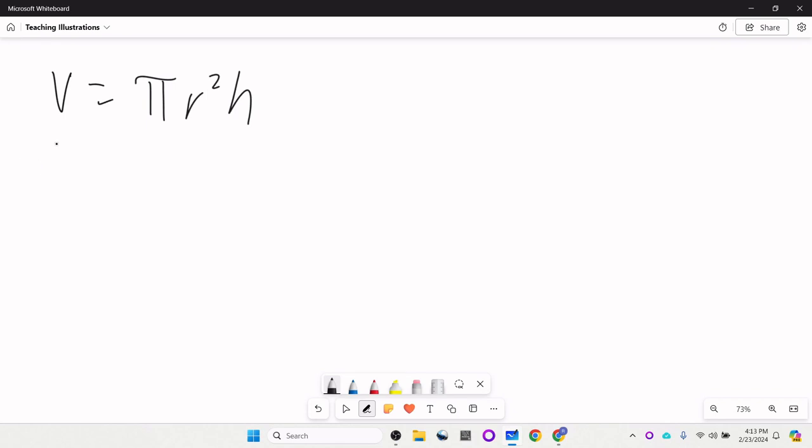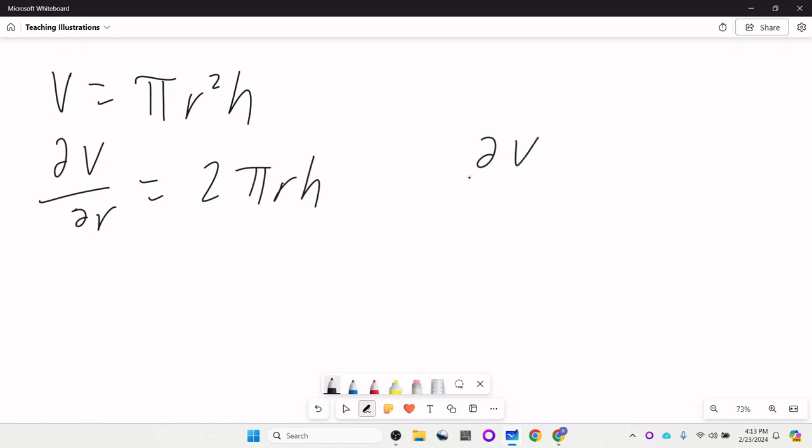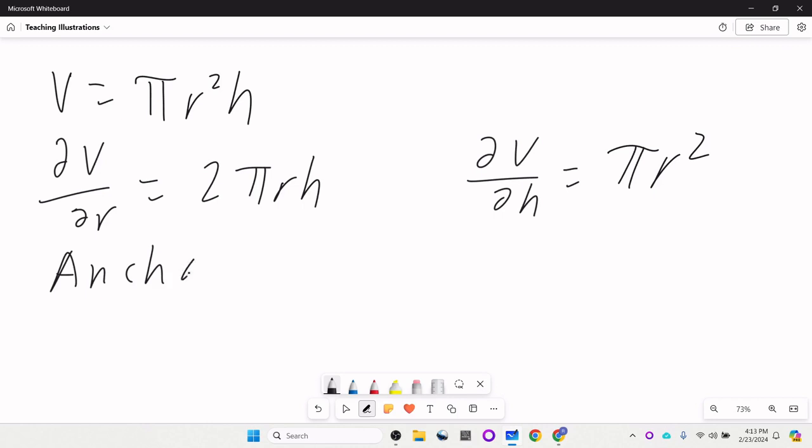So del V over del R, this is the formula for volume, and these problems assume that you already know the formula for volume of various shapes. So we get 2 pi r h, and del V over del H is pi r squared. In this case, the anchor point is our measurement.